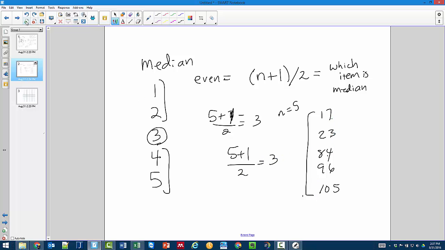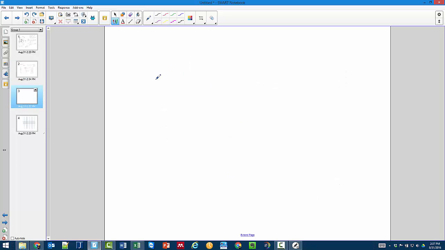Well, how does that work if we're using an even number of numbers? Let's say I have these: 17, 24, 16, and 50. First of all, we have to put these in the right order. So this 16 and this 24 have to switch places. Oh, and the 17. Man, I was really counting wrong. So 17 has got to be put in the right order. So let's get those in order.